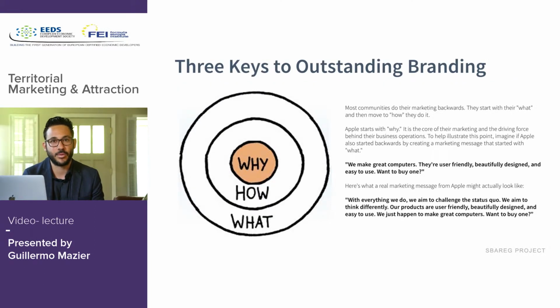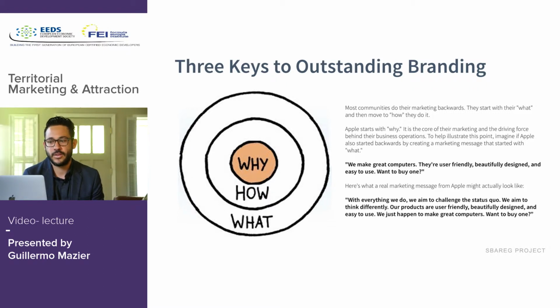So let me give you an example of a corporate brand so you can get a better understanding of how to use it for your community. One of my favorite companies of all time, as you've heard me talk about them before, is Apple. And one of the reasons Apple has done such a great job, in addition to creating a great product, is they have a great brand. Now, a lot of communities start their branding process backwards. They start with what they are going to do and how they do it. But Apple starts with why. It's at the core of their marketing, and it's a driving force behind what they do.